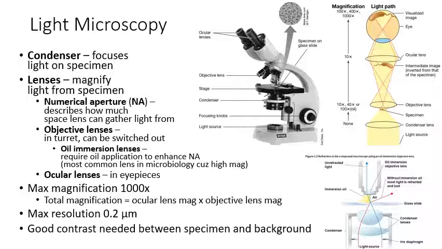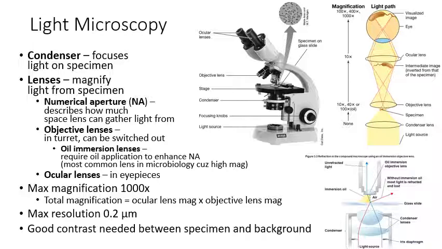In general, the maximum magnification for a light microscope is 1000x. That would be with the 100x objective, and the ocular lenses will usually magnify it an additional 10 times. And the maximum resolution will be 0.2 micrometers, which is real small. 1 micrometer is 1,000th of a millimeter, so 0.2 micrometers is like 2 10,000ths of a millimeter, so it's real small.